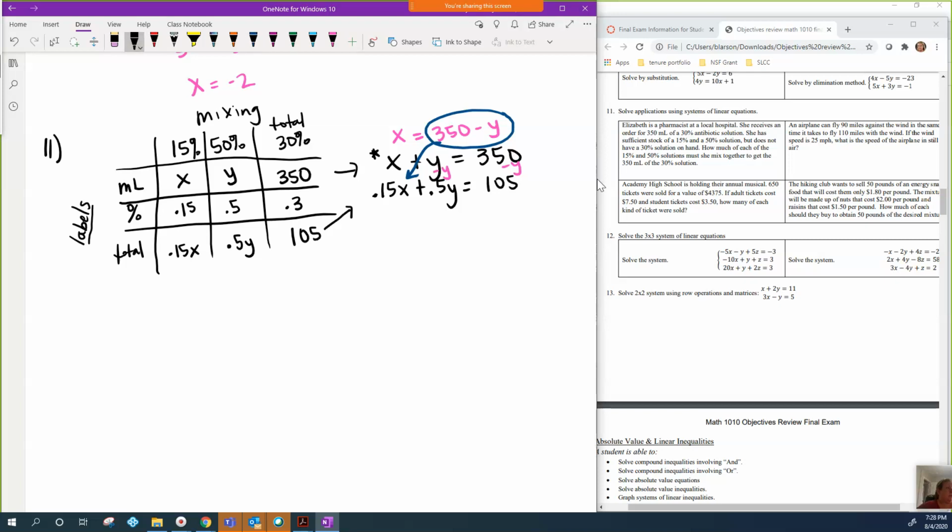Right? So I'll have 0.15 times x, which I'm substituting in that 350 minus y, right? Then plus 0.5y equals 105. Okay, let me give you just a couple minutes, and I want you to try and finish solving this out. What do you get for y? And then plug what you have for y back in to figure out what x is. Okay, so go ahead and try and work it a little bit on your own there.